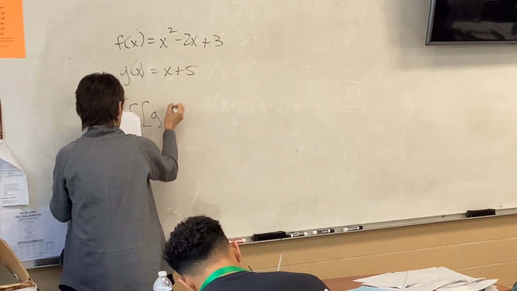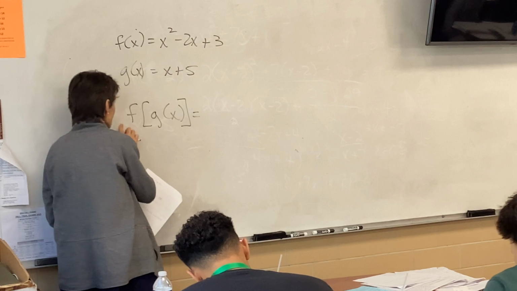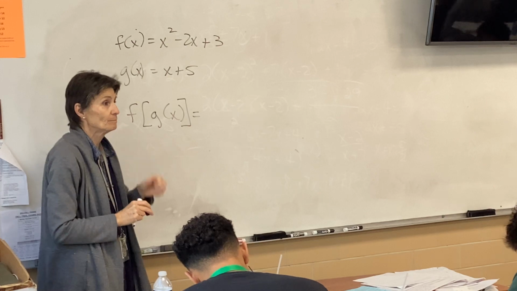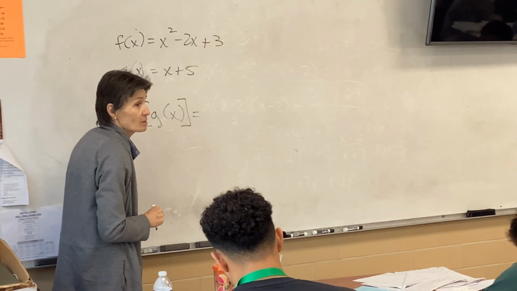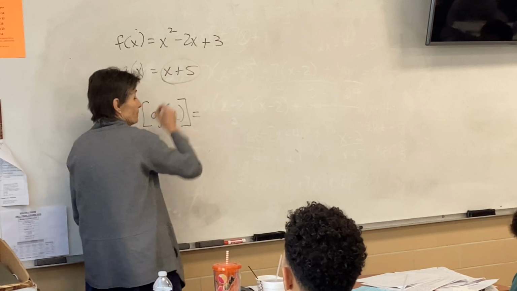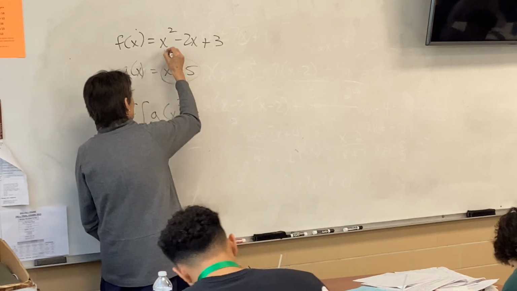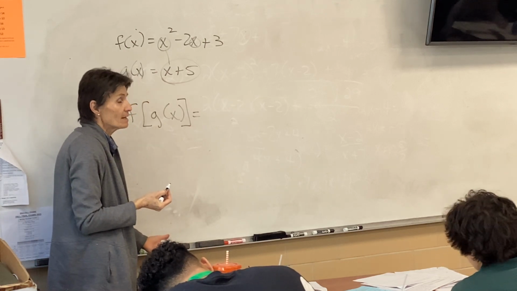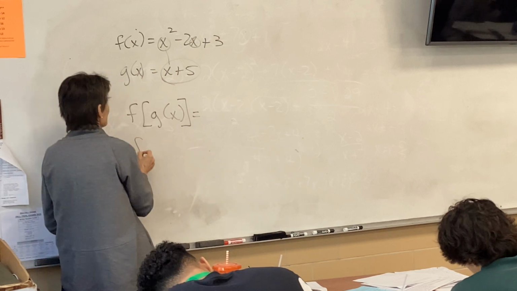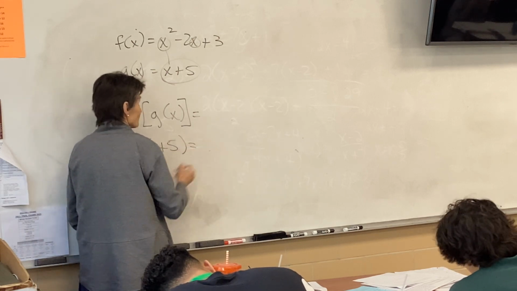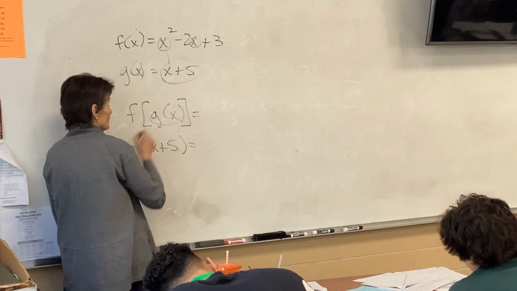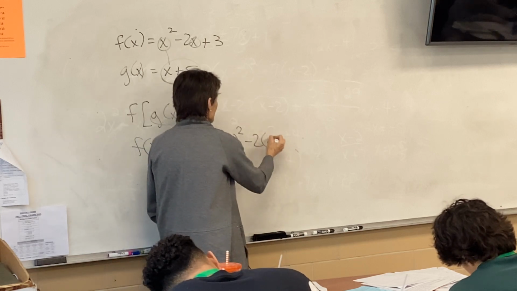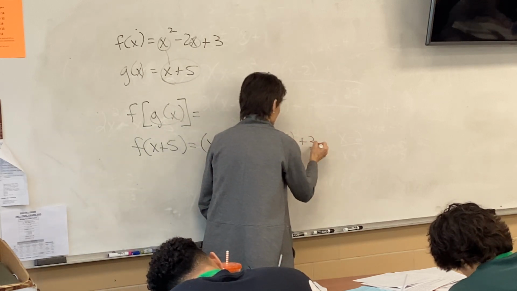What does this mean? What does that mean? What am I supposed to do? Exactly. I'm supposed to plug the whole g function into the x's in f. And isn't that pretty much what I just did? It was written differently, but I am finding f of x plus 5. This is x plus 5. So that's going to be x plus 5 squared minus 2 times x plus 5 plus 3.